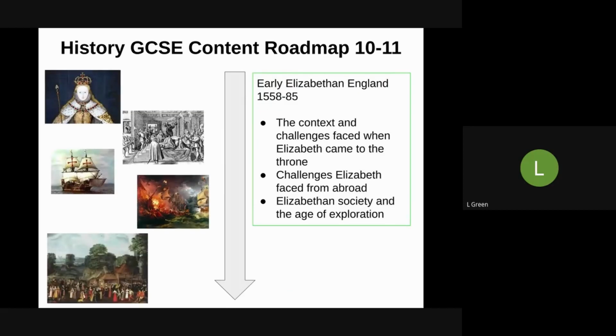Next, we go on to early Elizabethan England. So we look at some of the challenges she faced when she came to the throne, the challenges she faced from abroad, and a lot of the threats she faced. And we take a close look at Elizabethan society and the age of exploration. Some of the skills that you'll look at here are causation, evaluation, and significance.